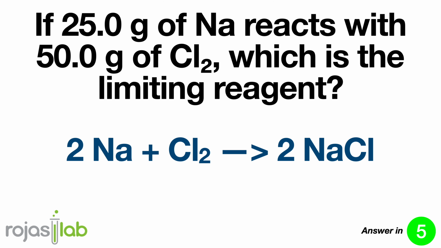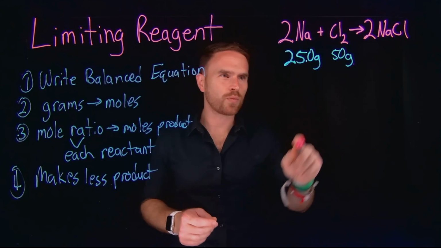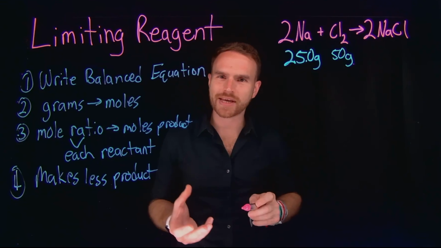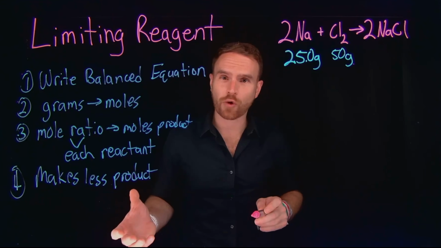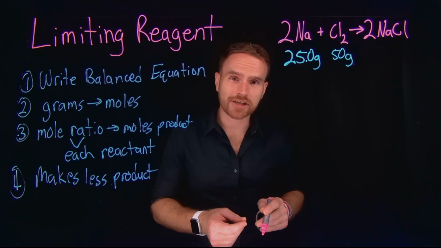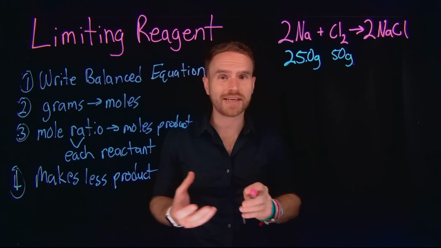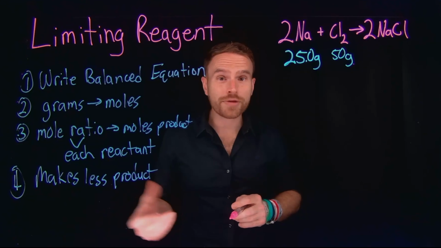Now it's your turn. Pause the video now and try this problem independently, and then resume the video to check your answers. In this question, you were told that we're taking 25 grams of sodium, reacting it with 50 grams of chlorine gas to make 2 moles of sodium chloride, or NaCl. In order to determine how much NaCl that you could actually make, we need to identify between sodium and Cl2 which of these is going to be the limiting reagent, or the limiting reactant.